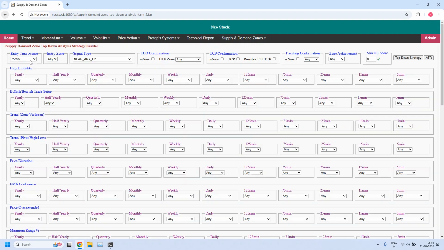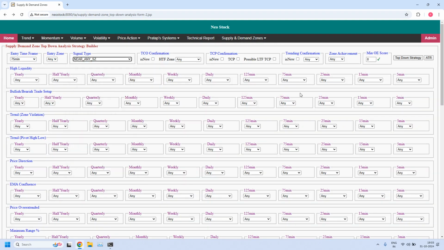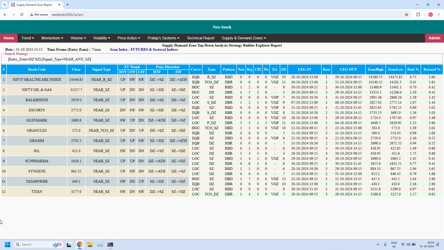Okay, next for 75 minutes time frame, let's find the stocks near 75 minutes supply zone. 12 stocks are filtered. Let's identify high liquidity supply zones. First one, NIFTY Healthcare. It is an index not listed in F&O. We don't have any high liquidity 75 minute supply zones from this list.